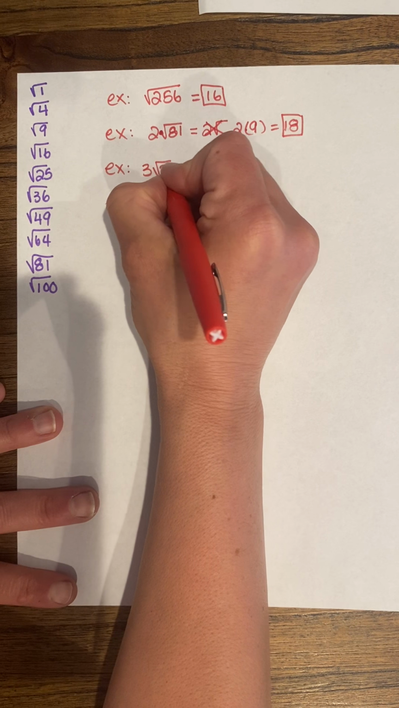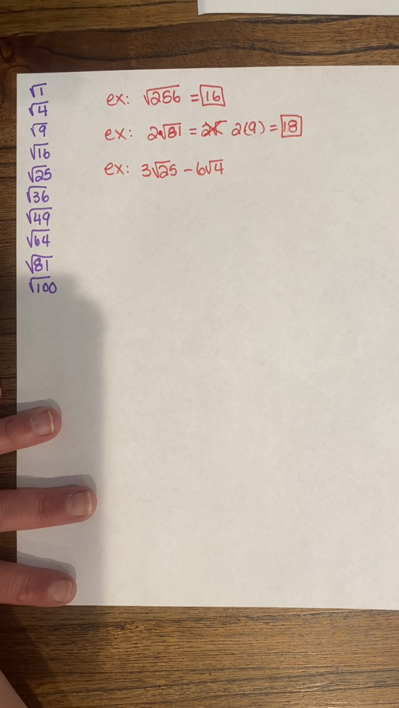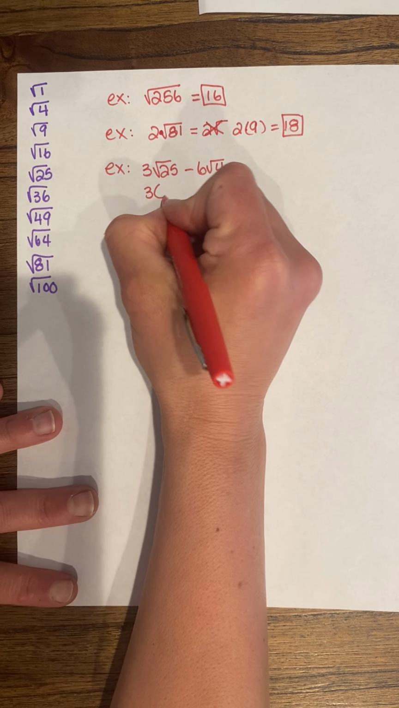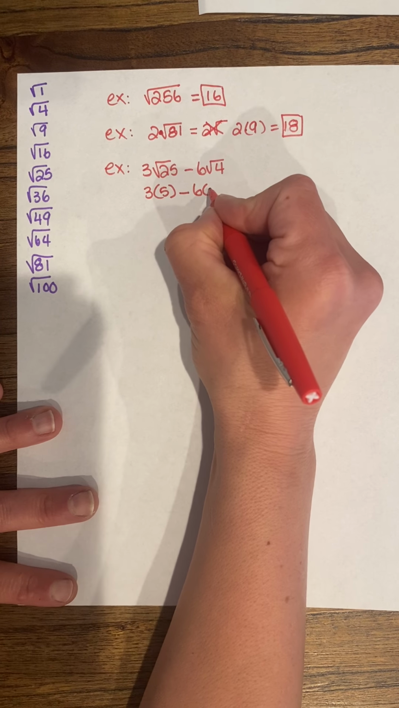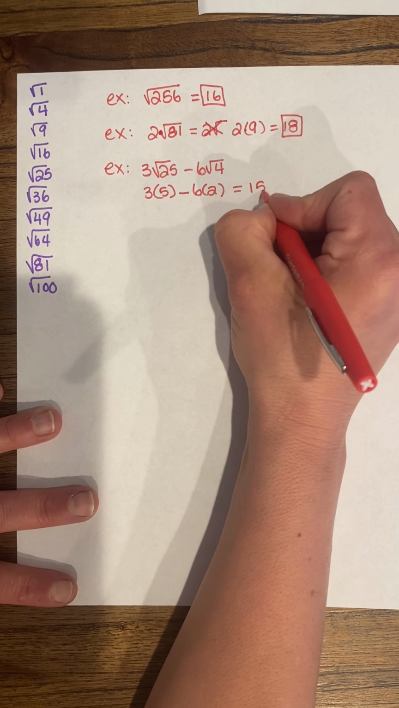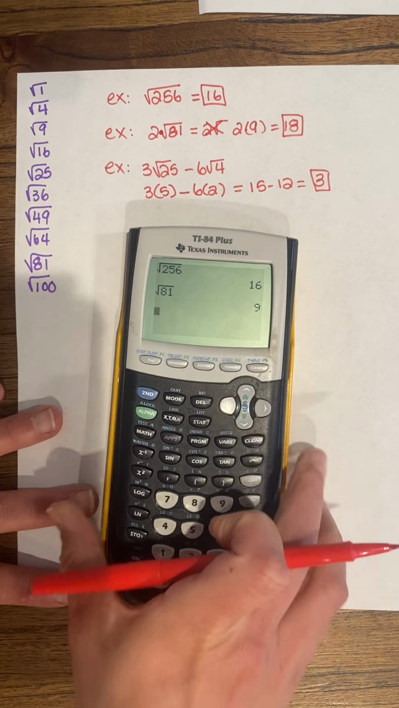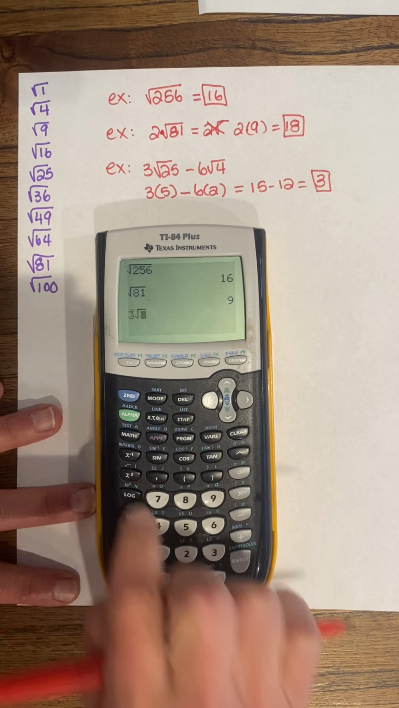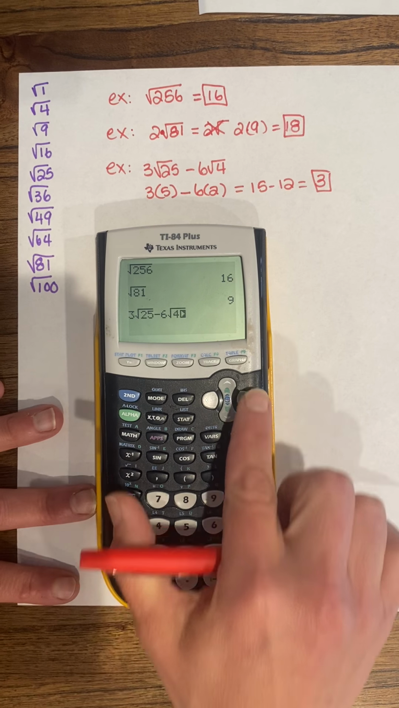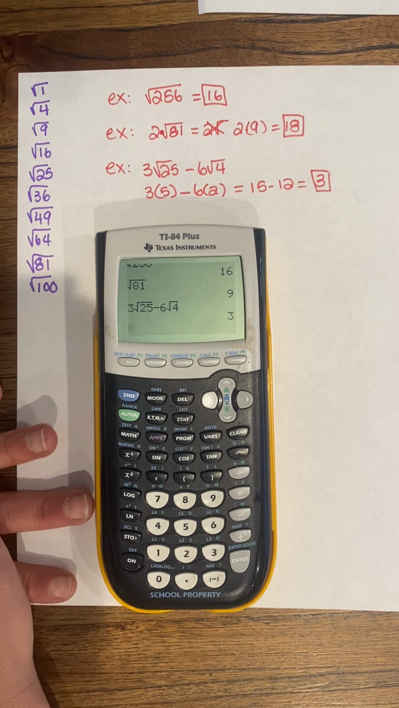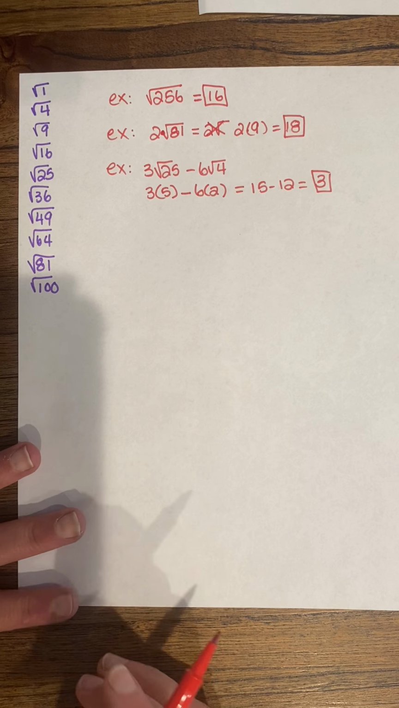If I have 3 rad 25 minus 6 rad 4, as long as these numbers are on the list, I can do the math, right? So this is really 3 times 5, because 25 is a perfect square, it's 5, minus 6 times 2, because 4 is a perfect square, it's 2. This is the same thing as 15 minus 12, or 3. Now, because we're dealing with only perfect squares, what I could have also done is type this entire thing into my calculator in one step. And do you see we still get the same thing? We get 3, okay?